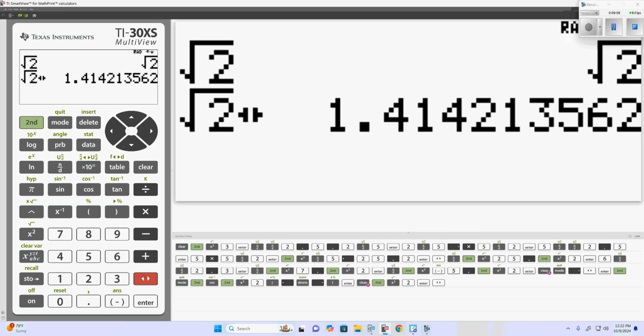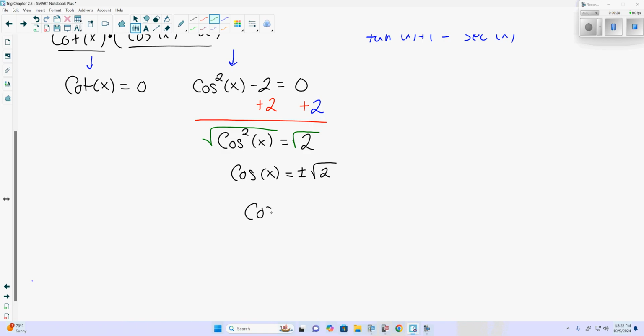Cosine's value, the biggest value it can have is 1. The smallest it can have is negative 1. So what we're saying here really is that cosine of x is equal to positive or negative 1.41. Is there any way for cosine to have a value bigger than 1 or negative 1? No. So for cosine squared of x minus 2, there are no values that work for this here. It does not have a solution that would make that be 0. Does that make sense?